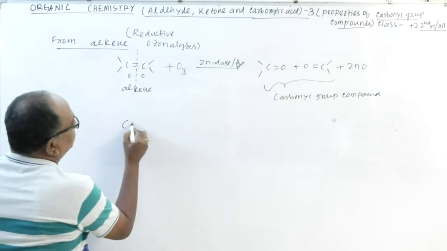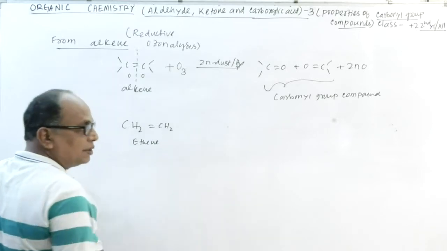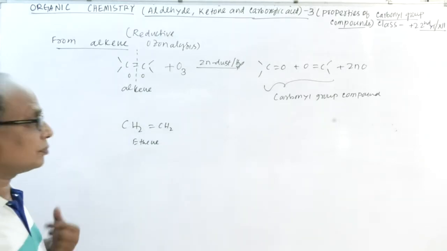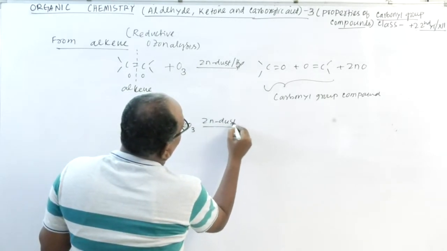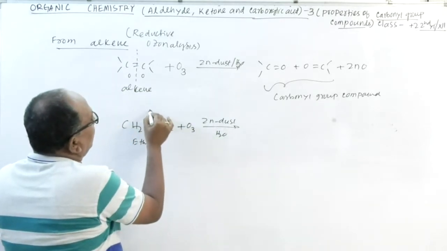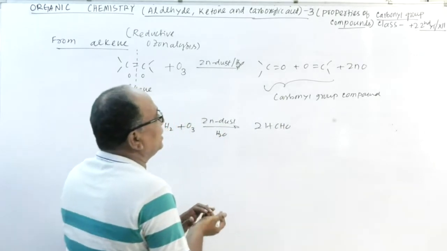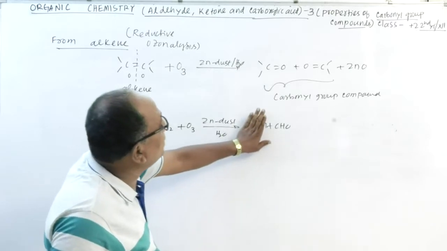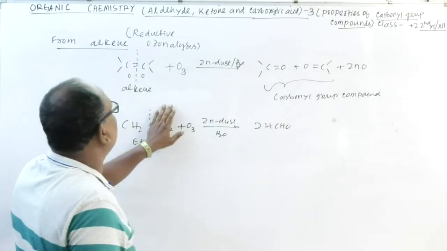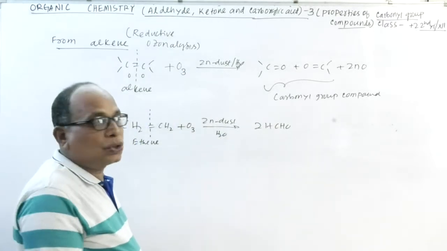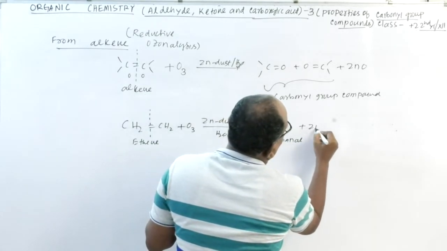Suppose you take CH2=CH2, this is your ethene. This ethene reacts with ozone in presence of zinc dust and water. This bond gets broken here. Each side gives you a molecule of CH2O. That's why it gives two molecules of HCHO, that is called methanal, plus zinc oxide.